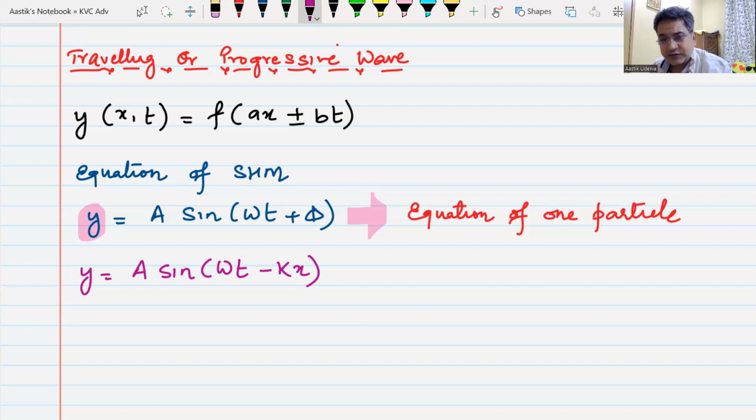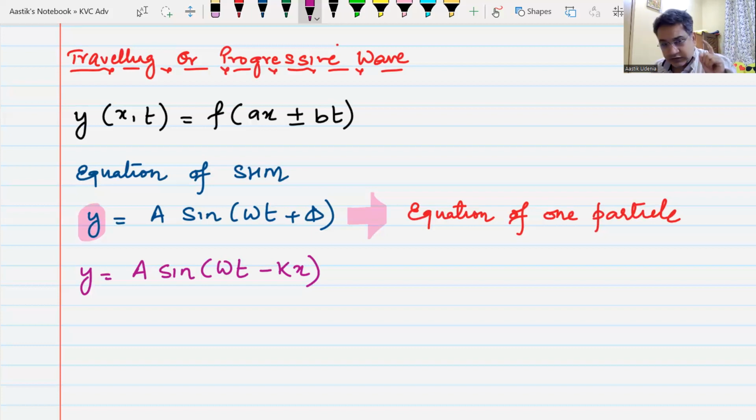How does it give us the position of all particles at all times? If I want to find out a particle at x is equal to 3 meters, at time t is equal to 5 seconds, where is that particle? So I put the value of x as 3 and time as 5 seconds, and I will get the position of that particle. Do we understand this? Yes, sir.